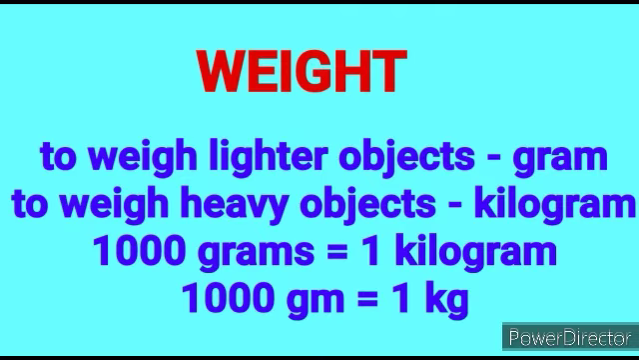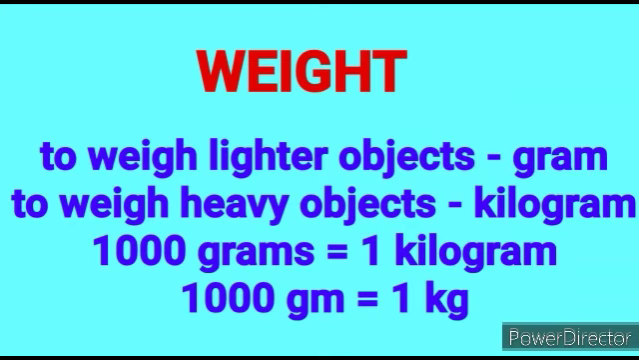The standard units of weight are kilogram and gram. We can measure the weight of an object using a weighing scale or the weighing machine. For measuring the small units, we use gram. And for measuring the large units, we use kilogram. 1000 grams is equal to 1 kilogram. So, we weigh small objects using gram and heavy objects using kilogram.